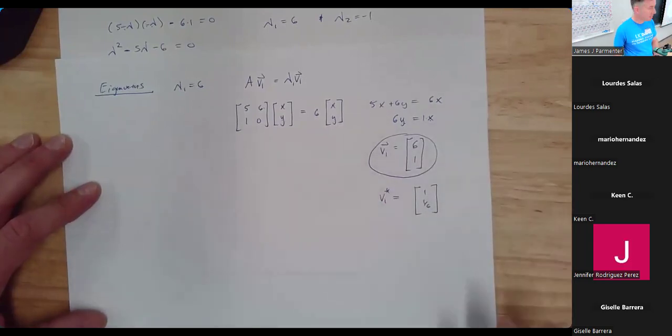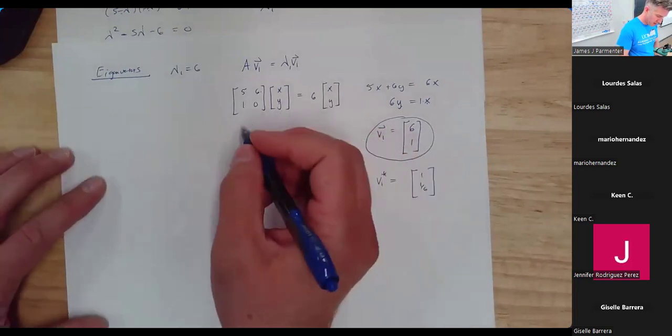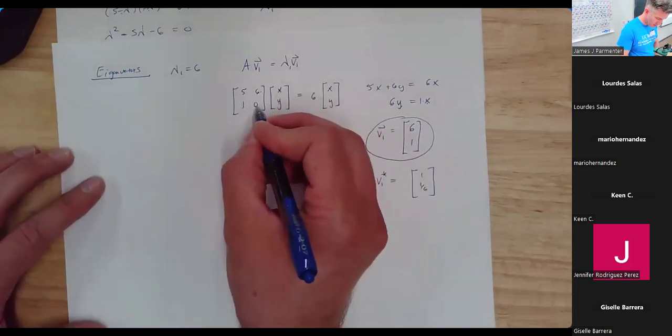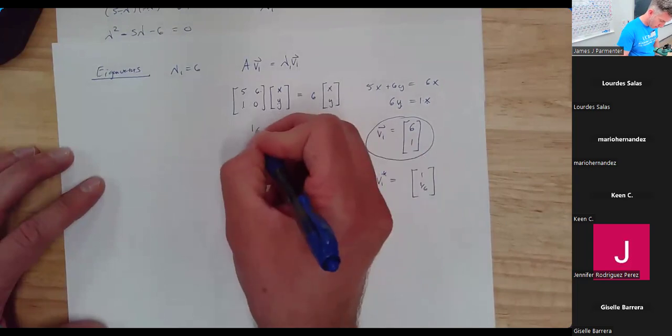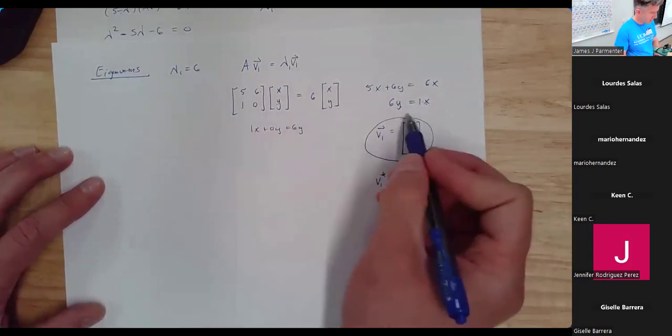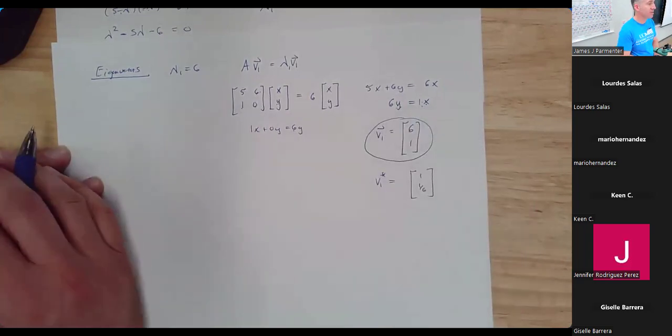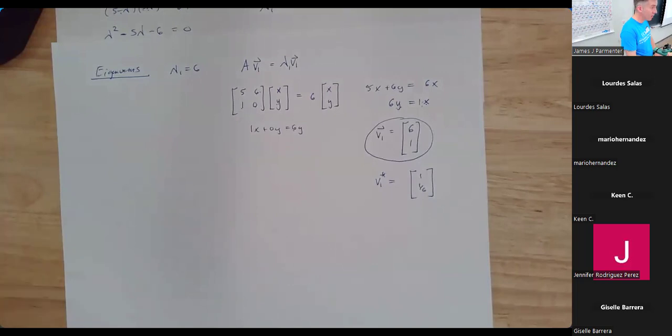Two things to say about this. Thing one, if you had used the second equation, it would have worked out the same. The second equation would have been 1 times x plus 0 times y equals 6 times y, which actually is a little bit easier. But look, literally the same equation, x equals 6y. So you're still going to get the same eigenvector, whichever equation you use. So don't fret about using one equation versus the other.